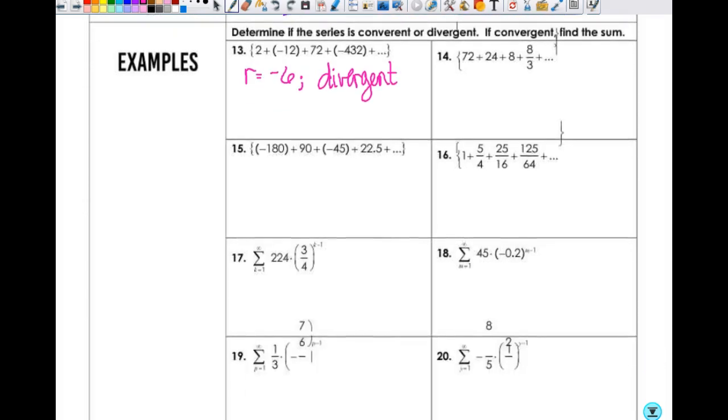All right, so now let's look at this one. What is r here? So r is 1/3, right? Because I'd be multiplying each one of these by 1/3. So it is convergent. So since it is convergent, I can actually find the sum. S sub n is equal to, I take the first term, which is 72, and I multiply it by 1 over 1 minus r, which is 1/3.